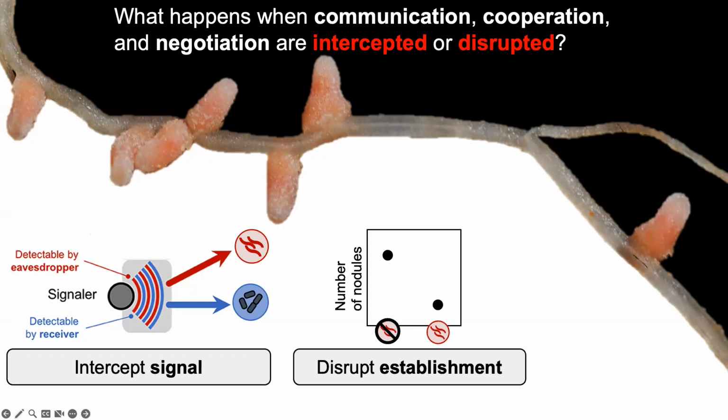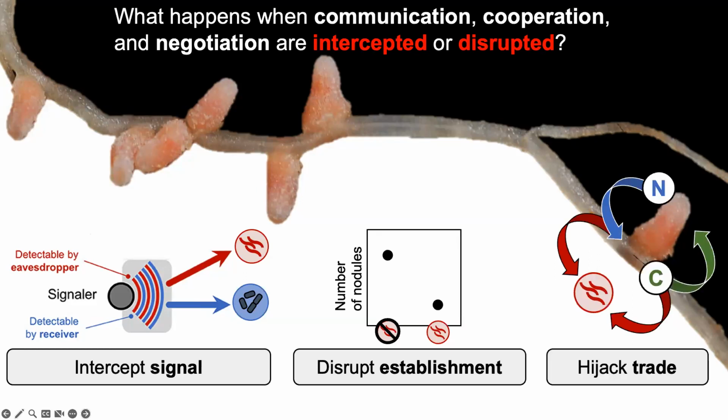Another possibility, and I'll show you data to support this in a second, is that nematodes could disrupt the establishment of nodules. So if you were to measure the number of nodules on plants with nematodes, you would find that they form fewer nodules than those without.